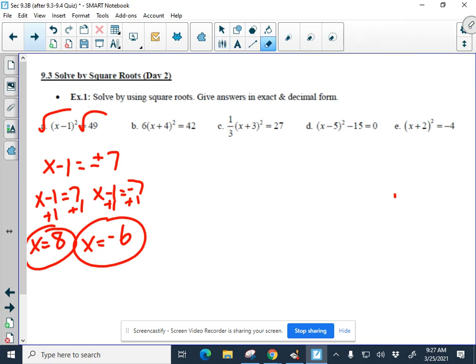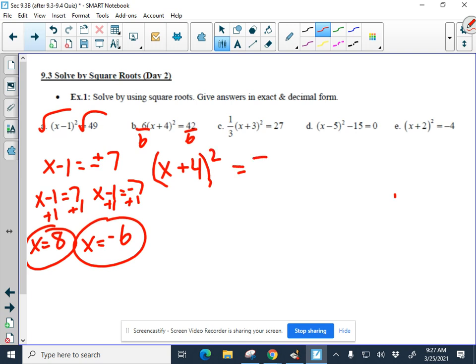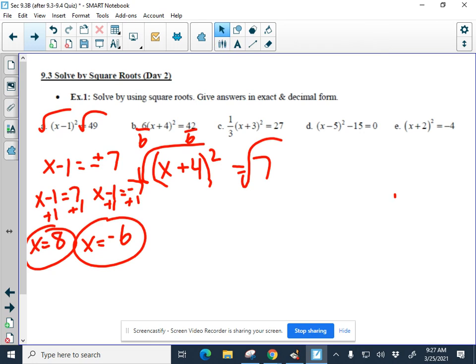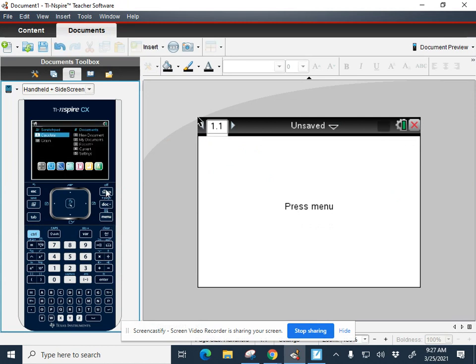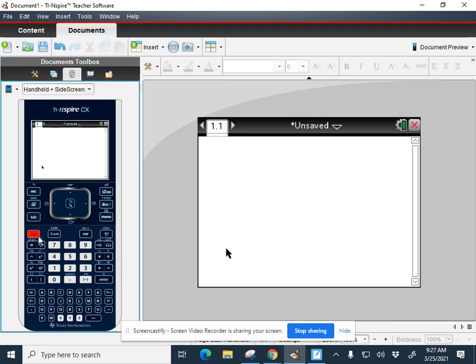All right, this next one, I'm going to divide each side by 6, because there's a 6 sitting there, and I get x plus 4 squared equals 7. Now I have to take the square root. Now the square root of 7 isn't one that we know off the top of our head. So we take our calculator, we use that square root button, we put it in, and it's 2.65.